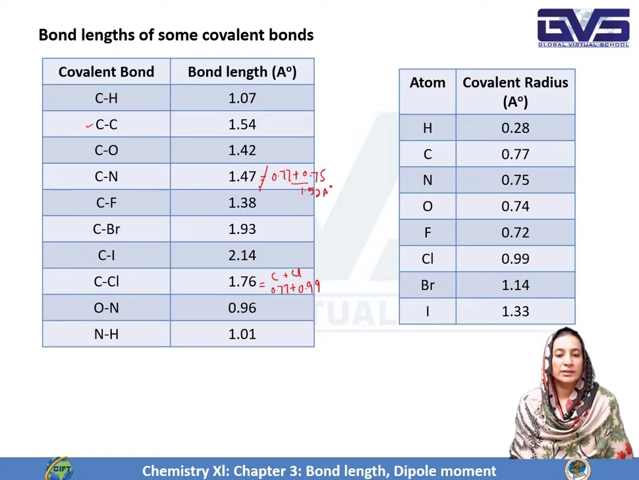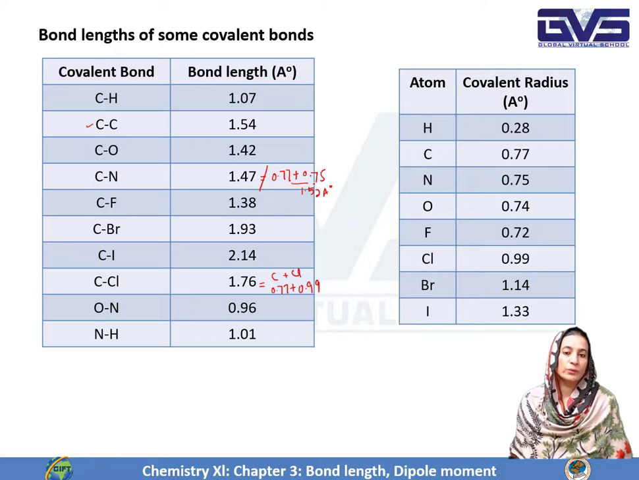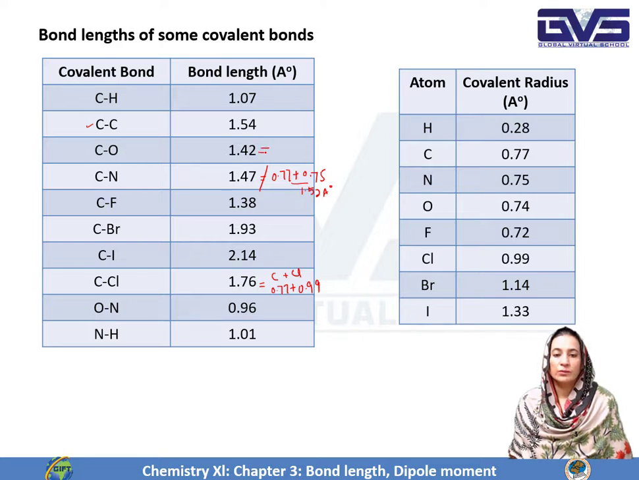So these are not exactly equal by just adding the covalent radii of the two atoms to get their bond lengths. Similarly, you can observe in CO, its bond length should be equal to the radius of carbon, 0.77, and the radius of oxygen, in this case 0.74, so it should be equal to 1.42, but in actuality it comes to 1.51 angstrom.